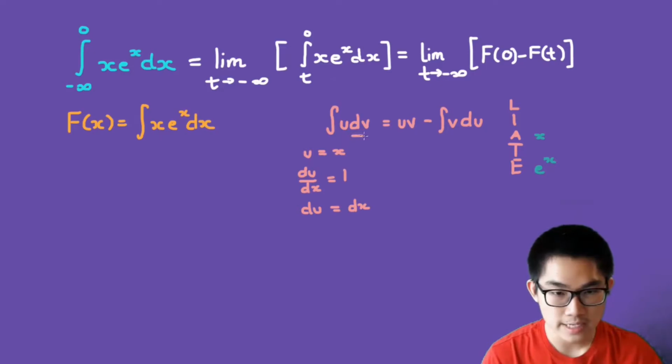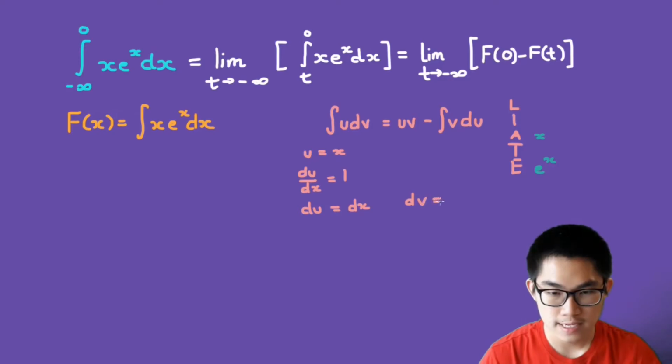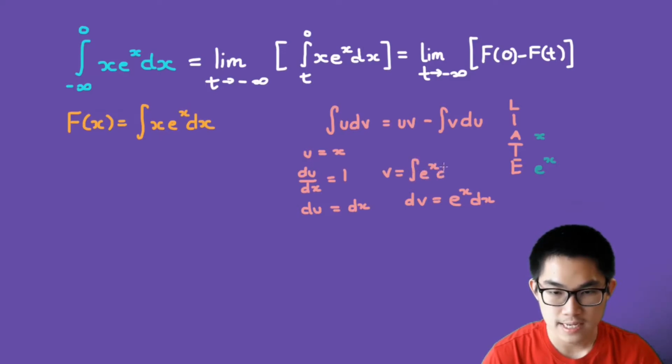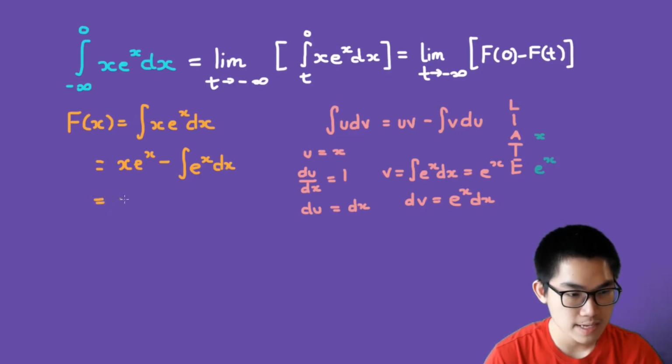For the dv part, it is the rest of everything we have in the integral. So dv is e to the power of x dx, which means v is the integral of that, e to the power of x dx, which is simply e to the power of x. So using integration by parts, we get x times e to the power of x minus the integral of v, and v is e to the power of x, so e to the power of x dx, which is simply x times e to the power of x minus e to the power of x plus c.